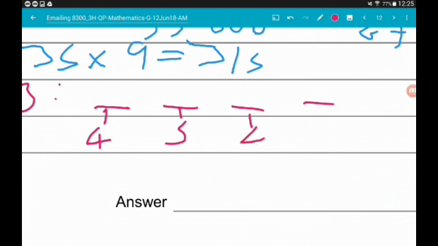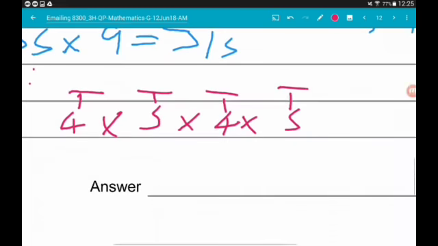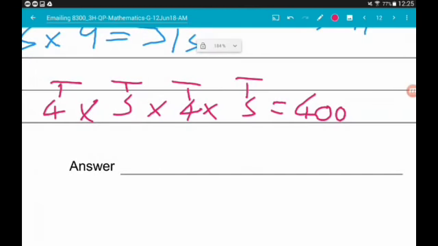Digits can be repeated, so it's the same again. So to get the total number of combinations here, we multiply 4 times 5 times 4 times 5, which gives us 400. So method B gives us more combinations with 400. Cool.